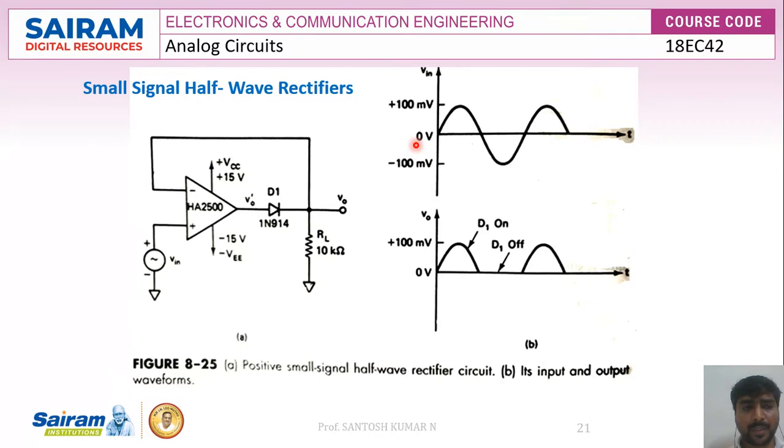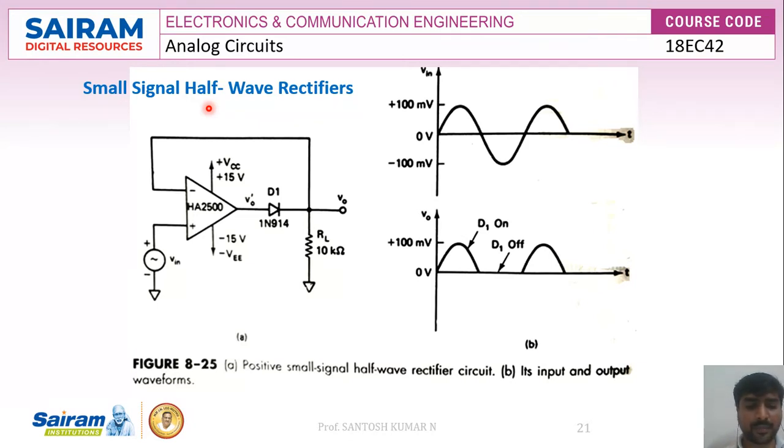So what is the difference between this small signal half wave rectifier and a normal rectifier? In a normal rectifier, it rectifies only voltages above 0.7 volts, because the diode operates at 0.7 for silicon and 0.3 for germanium. So any voltage greater than 0.3 or 0.7 will get rectified. But if you want to rectify a voltage in terms of millivolts, then we can't use a normal rectifier. Hence we come up with small signal rectifiers, also called precision rectifiers.